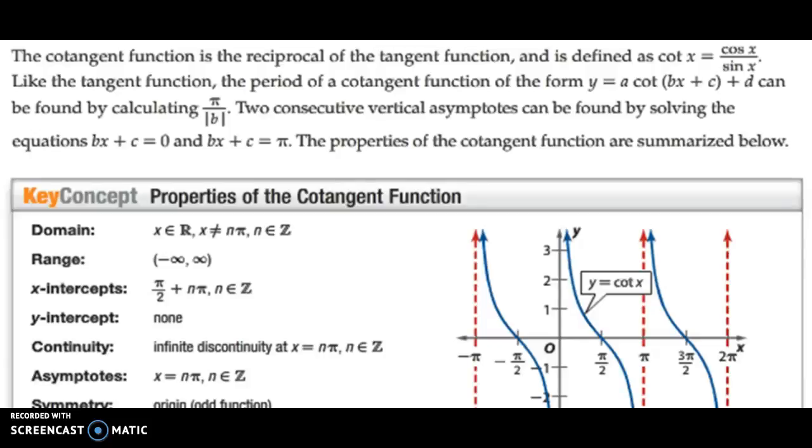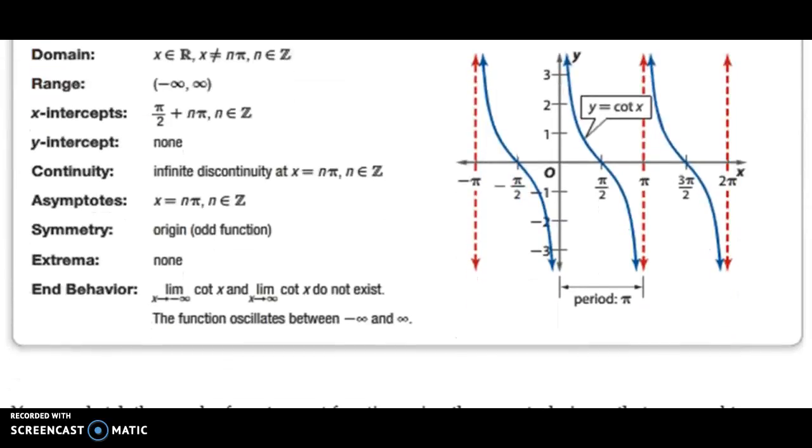Today we're going to continue talking about graphs of other trigonometric functions. We've already talked about graphs of tangent functions, so today we're going to be talking about graphs of cotangent functions. Now, the period remains the same at pi over b. What changes is the vertical asymptotes. We want to set them equal to 0, and we want to set them equal to pi. And when we do that, that's when we can find our vertical asymptotes for cotangent graphs.